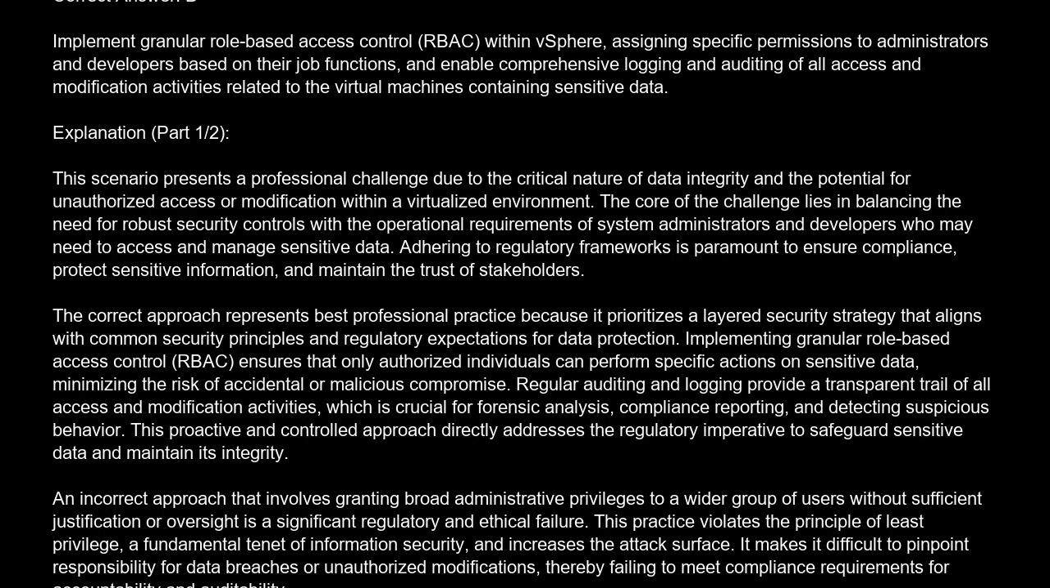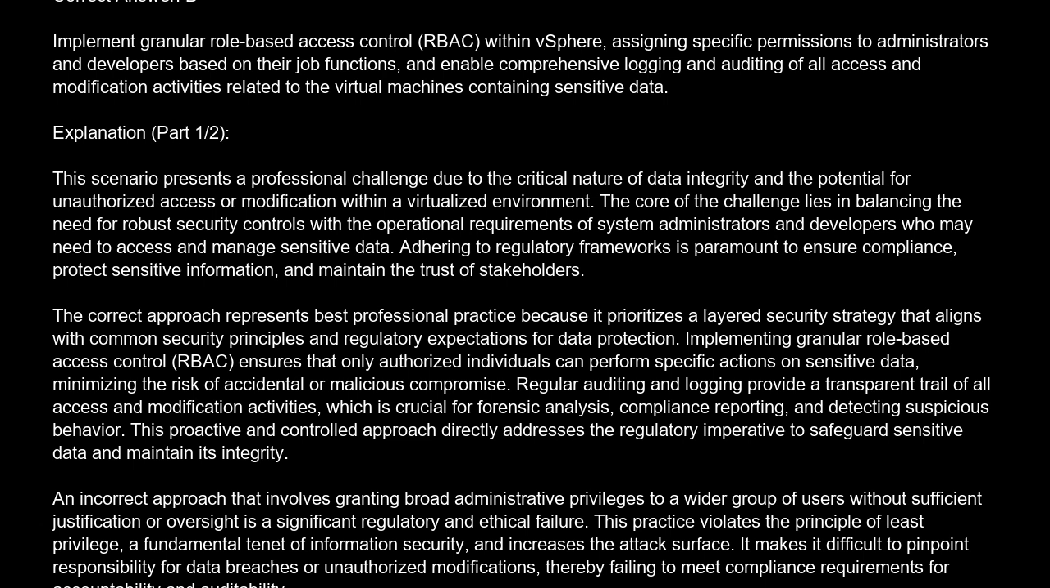The correct answer is B. Implement granular role-based access control (RBAC) within vSphere, assigning specific permissions to administrators and developers based on their job functions, and enable comprehensive logging and auditing of all access and modification activities related to the virtual machines containing sensitive data.